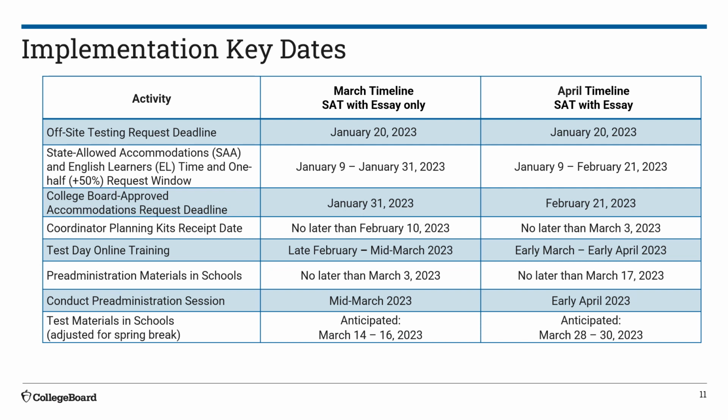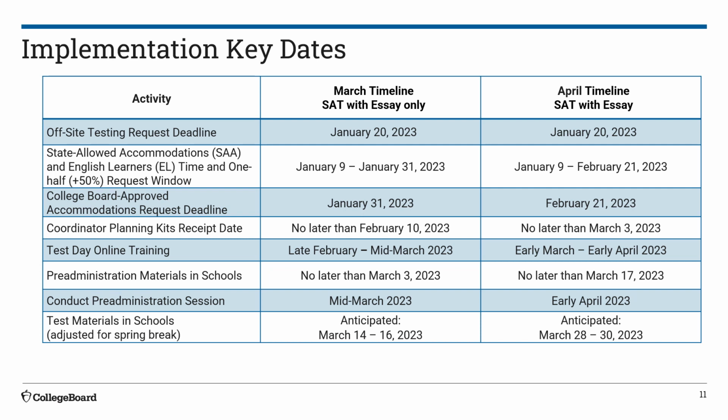Pre-administration materials will arrive in schools no later than March 17th for schools testing SAT with essay during the April primary administration, and no later than March 3rd for schools testing SAT with essay during the March alternate primary administration. Schools should conduct pre-administration sessions in early April for schools testing SAT with essay during the April primary administration, and in mid-March for schools testing SAT with essay during the March alternate primary administration.